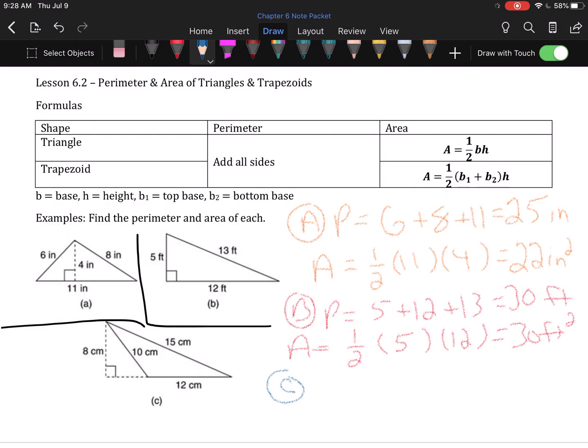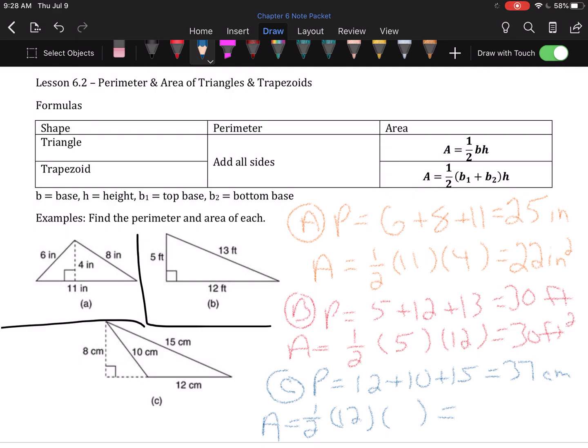And the third triangle, its perimeter, so its 3 sides are 12, 10, and 15. So 12 and 10 and 15. Let's see, 12 and 10 is 22. 22 and 15 is 37. So its perimeter is 37 centimeters. Area is 1/2 times base times height. On this triangle, the base is 12 and the height is 8.